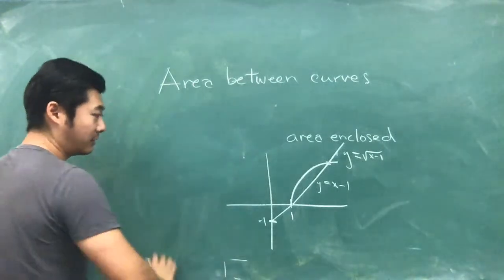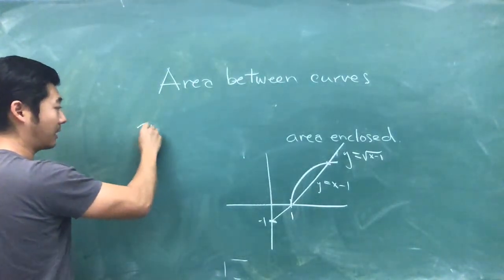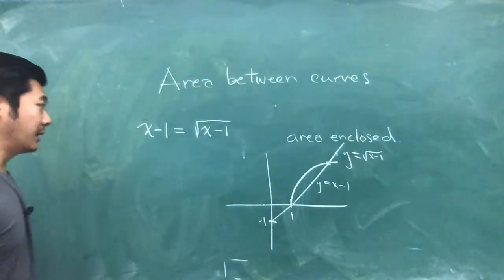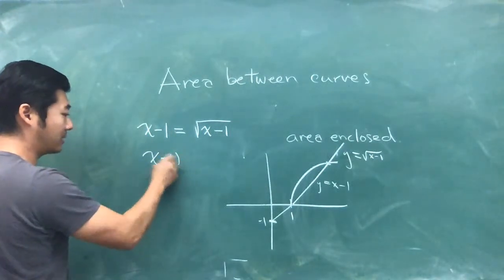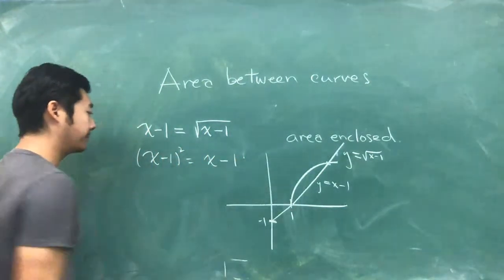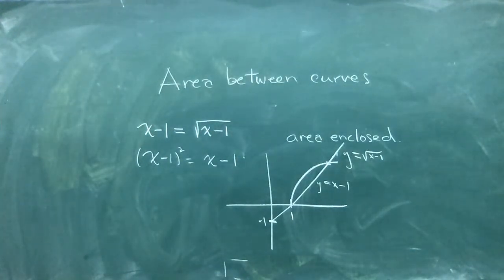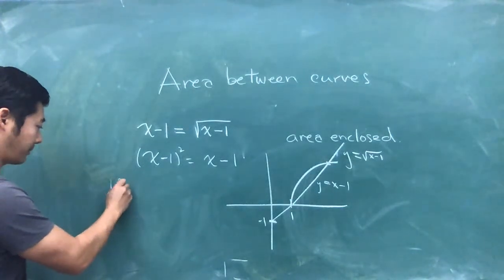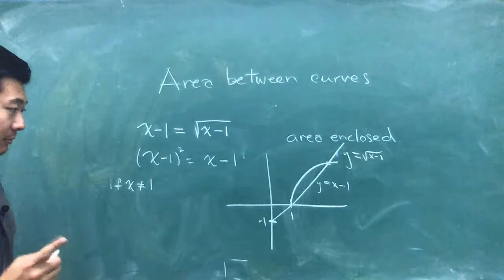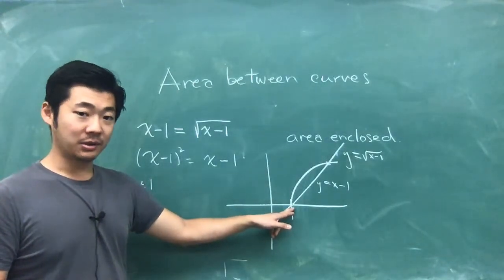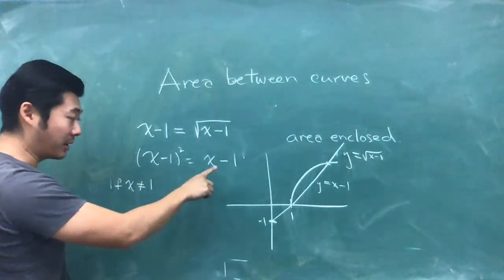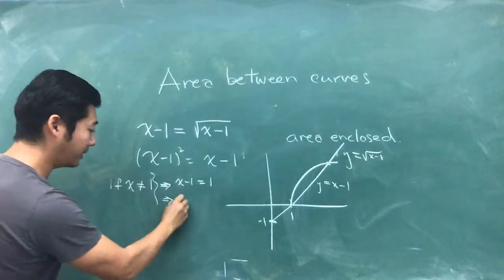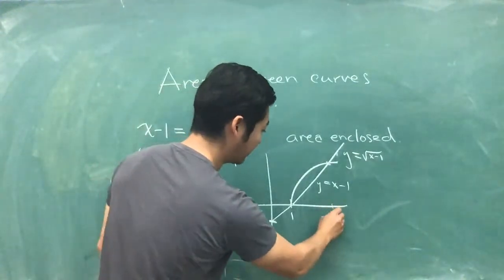For this one, it's not too bad. All you have to do is just set them equal to each other. So this is going to be x minus 1 equals square root x minus 1. And then just square both sides. So x minus 1 squared equals x minus 1. If we assume that x is not equal to 1, and we don't really need x equals 1 because we already have our intersection at x equals 1 here, then we can just divide both sides by x minus 1. So we'll get x minus 1 equals 1, so x equals 2. So this point has to be 2.